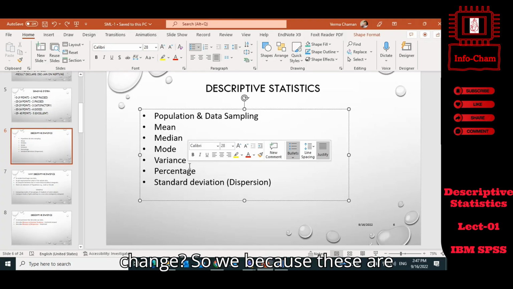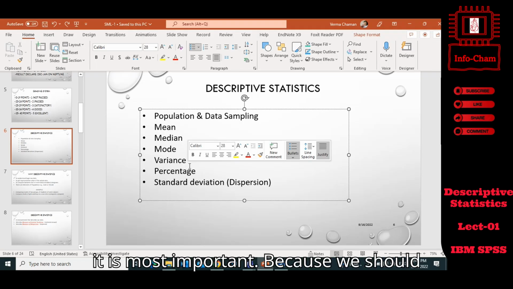Like a change. These are small concepts, but they are most basic for machine learning. Maybe in the future you will go for support vector machines and neural networks, so it is most important because we should start from scratch, since all the algorithms use these concepts.